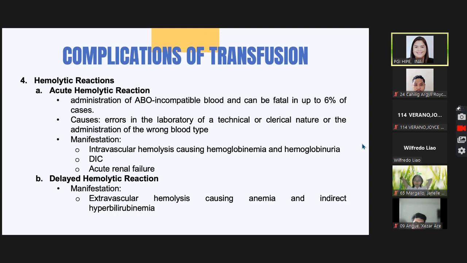A high index of suspicion is needed to make the diagnosis. If an immediate hemolytic transfusion reaction is suspected, the transfusion should be stopped immediately and a sample of the recipient's blood drawn and sent along with the suspected unit to the blood bank for comparison with the pre-transfusion samples.